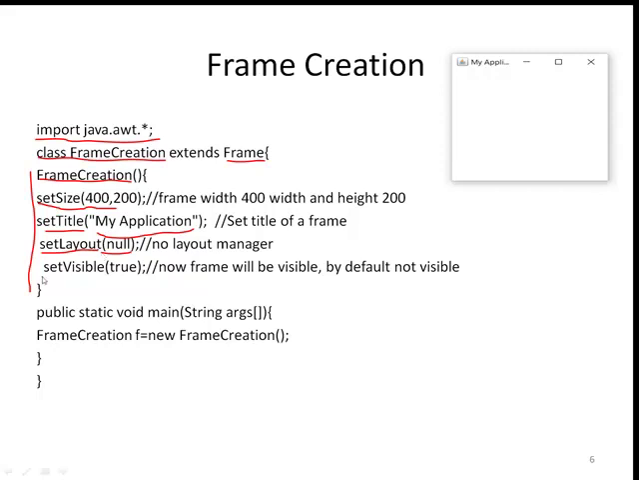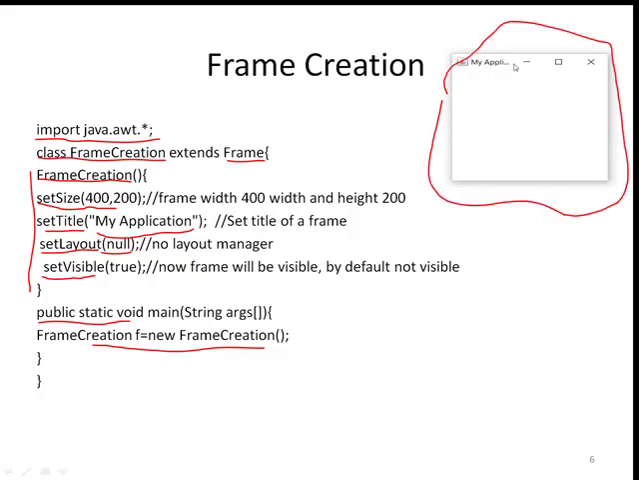And the next one is the setVisible method. This setVisible method is false by default. If the setVisible value is false, it will not show the frame. So whenever you are creating a frame, the setVisible parameter must be true. Then only we can see the frame on our screen. And this is the main method, and this is the object creation for our class. So when I execute the program, it will display this frame on our screen. This is the frame, and my frame title is My Application.